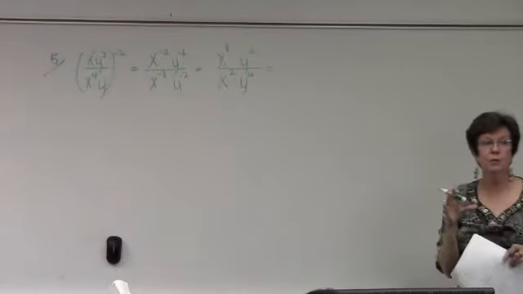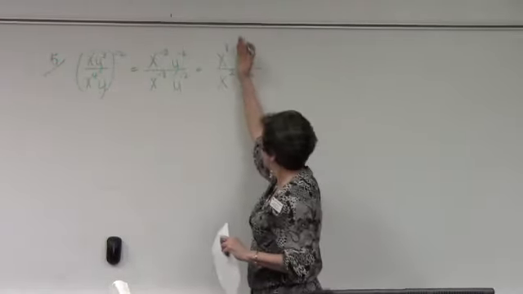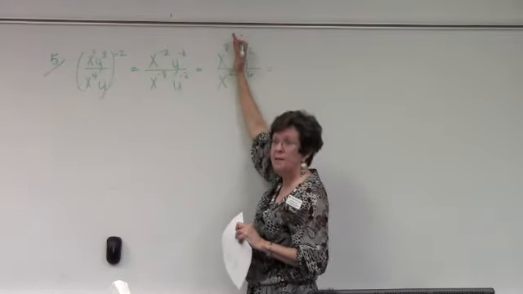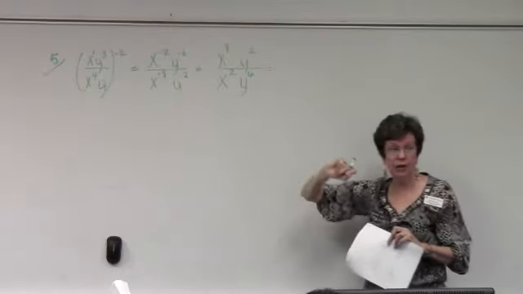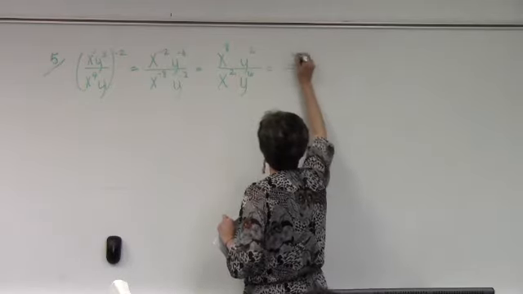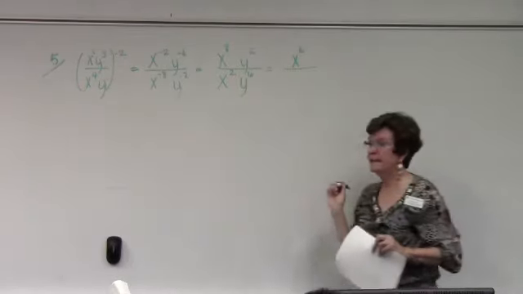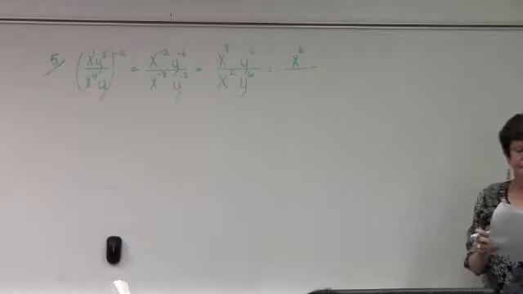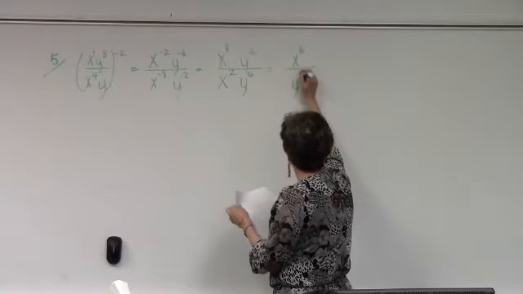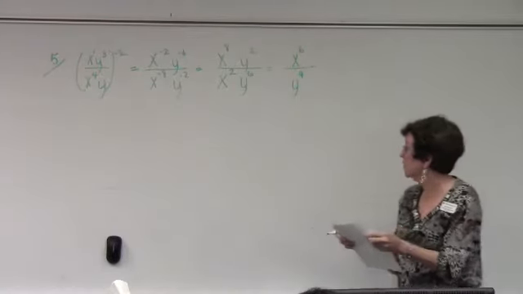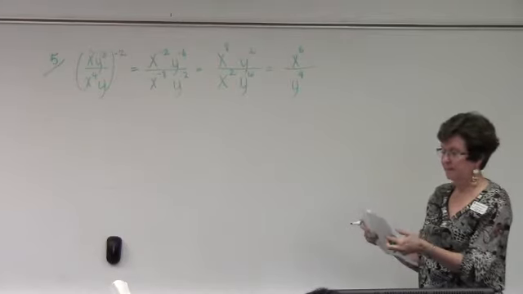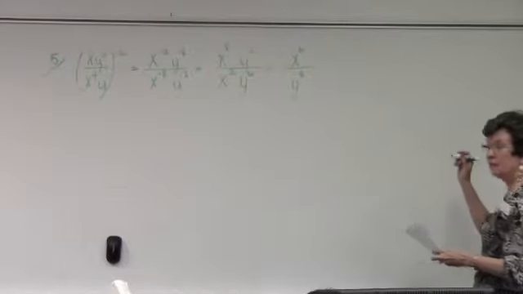Okay, now I'm not quite through because, see, I have x to the 8 over x squared. What do I do with those exponents? Subtract them, and where does my answer go? On top, because that's where my biggest exponent was. Okay? And then what about the y? On the bottom, and it will be to what power? Okay, let's see. Do we have that in our choices? Choice B. All right. Anybody have a question?